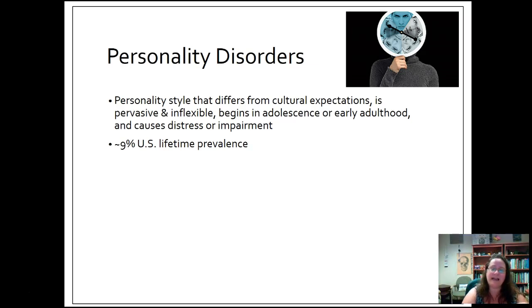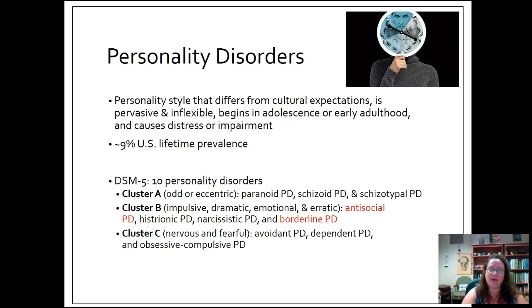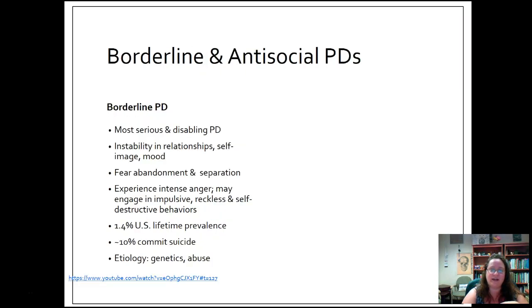So, about 9% of the U.S. will experience this at some point in their life. There are 10 personality disorders in the DSM-5, so we won't go through all of these. We are going to spend a minute on antisocial and borderline personality, so those ones are highlighted here.